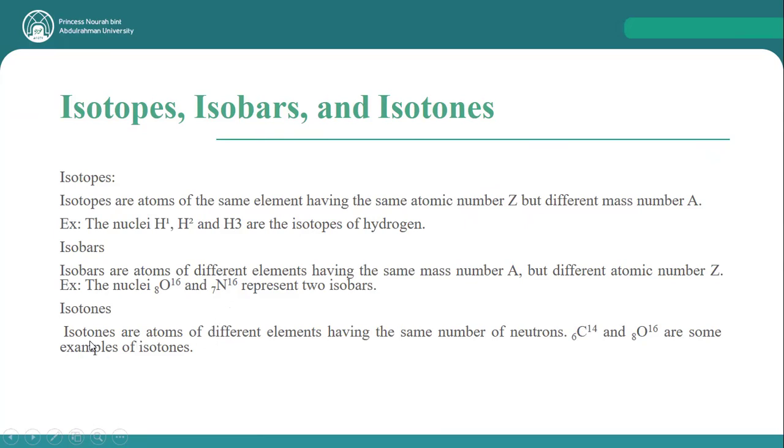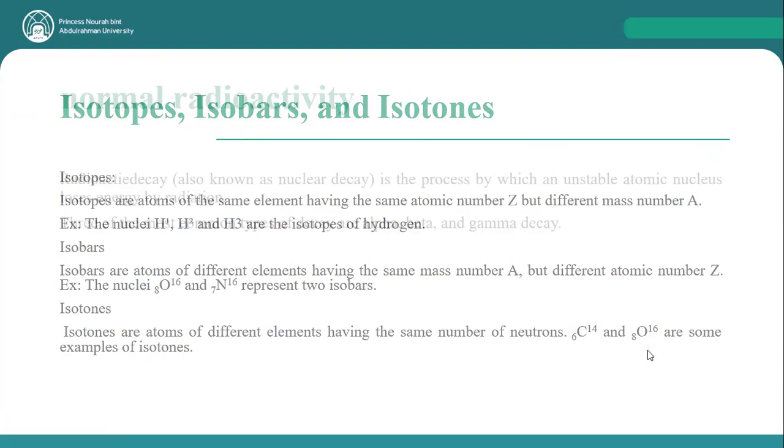The third type is isotones. Isotones are different elements having the same number of neutrons, like C-14 6 and O-16 8. The carbon 6-14 and oxygen 8-16 are examples of isotones because they have the same number of neutrons.